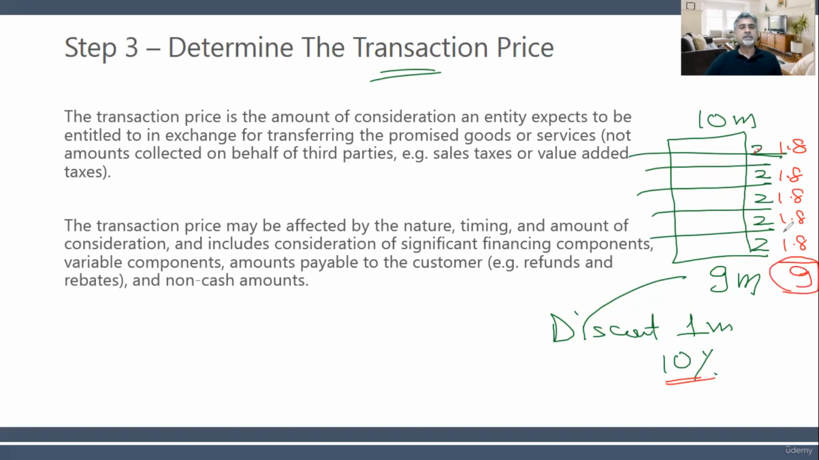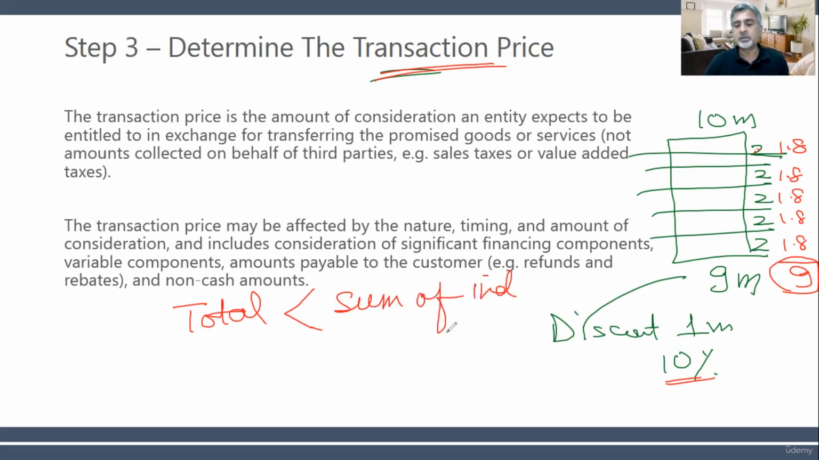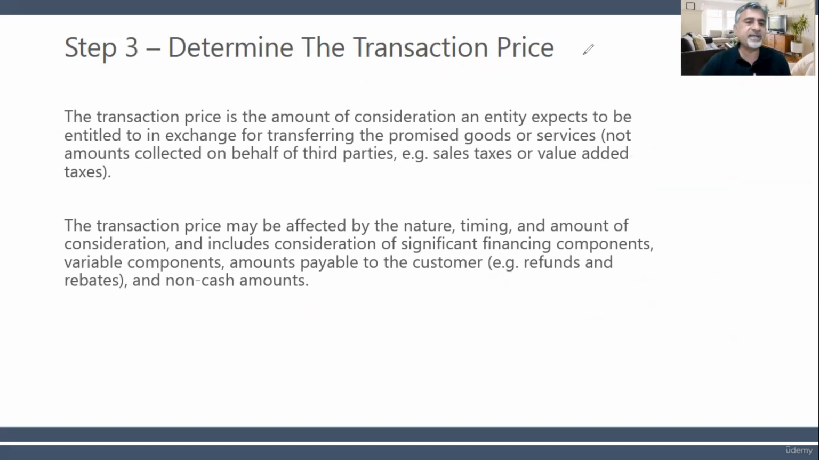So what you need to learn, that once you determine the transaction price, it is possible that the total is less than the sum of individual performance obligation. The sum of individual performance obligation was 10 million, but the total is 9. So you are giving discount, and that discount should be spread between different performance obligation on the equal percentage, on the equal proportion. So this is important to remember.